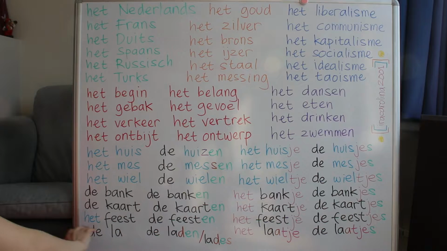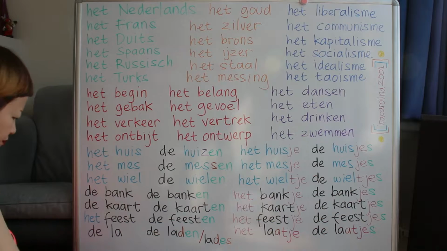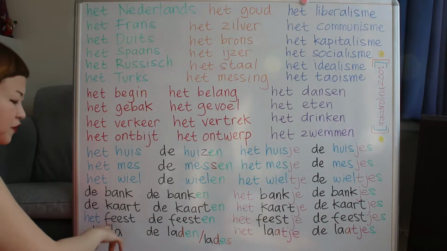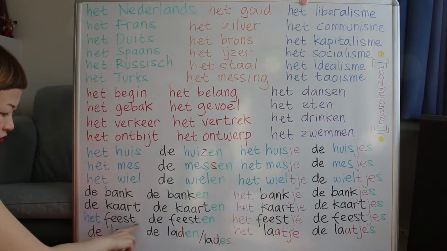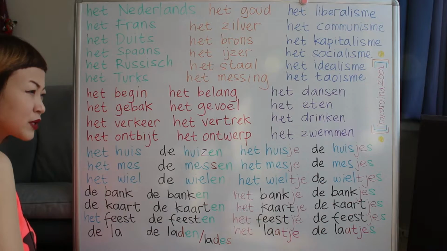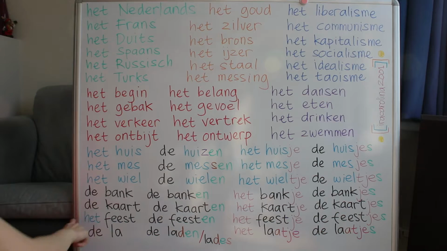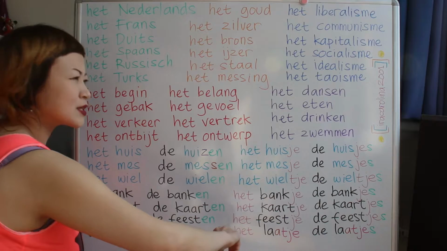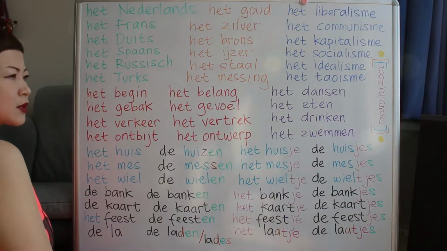Party always comes with het. When it's one or singular, party, feest. When you have to say the party, you have to say het feest. Always comes with het. Het feest. Parties, more than one, de feesten. Plural or more than one always comes with de. The feesten. One, het feest. Little party, one little party, feestje. The one little party or the little party, het feestje. The little parties, de feestjes.